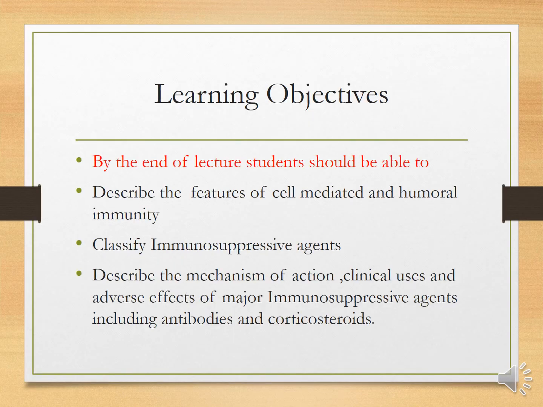Learning objectives of our today's lecture are: by the end of lecture, students should be able to describe the features of cell-mediated and humoral immunity, classify immunosuppressive agents. They should be knowing how to describe the mechanism of action, clinical uses, and adverse effects of major immunosuppressive agents, including antibodies and corticosteroids.